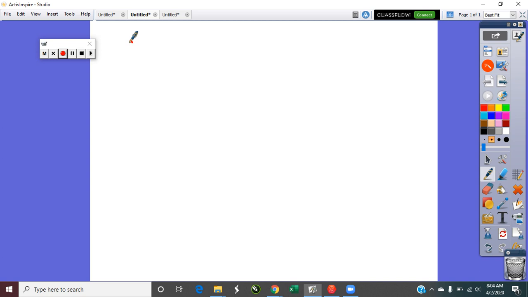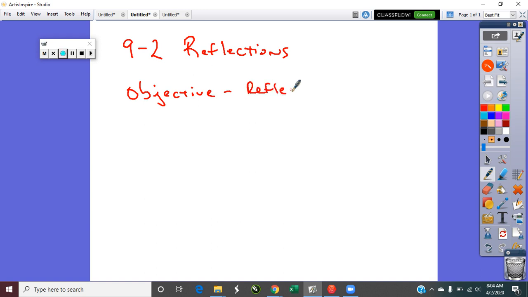This is 9-2, and these are reflections. Okay, so we're going to start with our objective today: students will reflect an image over an axis. Now, there are different levels of reflection. All that we're doing today is reflecting an image over an axis, whether it be the x-axis or the y-axis.